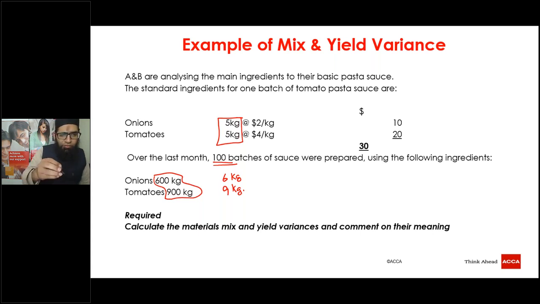Now, first of all, if we compare, the total usage in the standard is 10 kg, but in actual, the total usage is 15 kg. So there is a difference between the total. And this is known as yield variance.